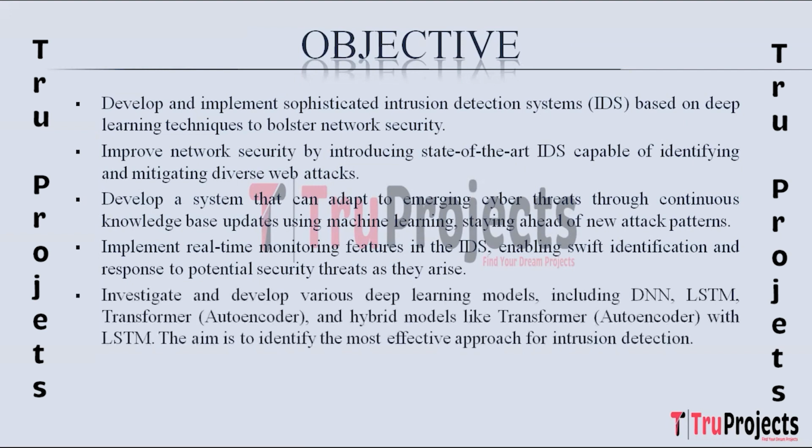The project investigates and develops various deep learning models, including DNN, LSTM, transformer, that is autoencoder, and hybrid models like transformer with LSTM. The goal is to identify the most effective approach for intrusion detection. This involves thorough analysis and experimentation to determine which model or combination of models yields optimal results in identifying and responding to network intrusions.